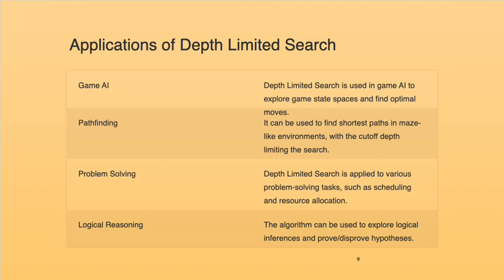Applications of depth limited search. It's used in many applications. Game artificial intelligence: depth limited search is used in game AI to explore game state spaces and find the optimal moves. Pathfinding: it can be used to find the shortest path in many environments with a cutoff depth limited search.